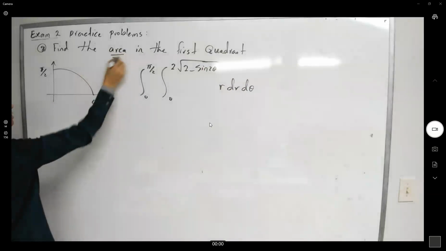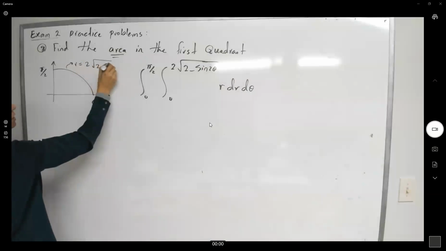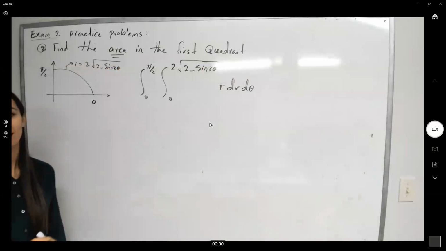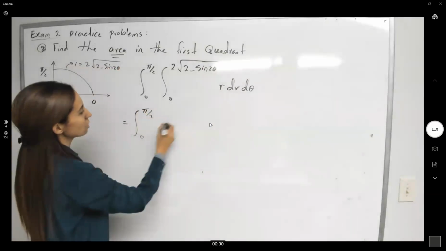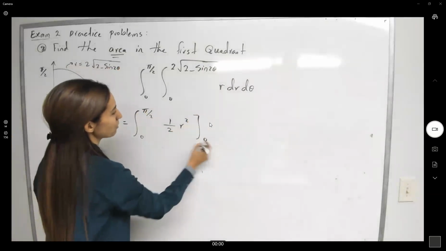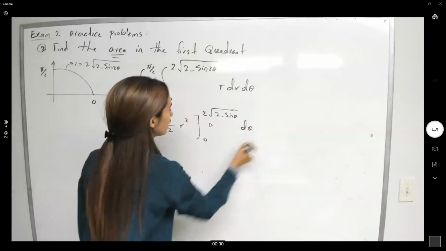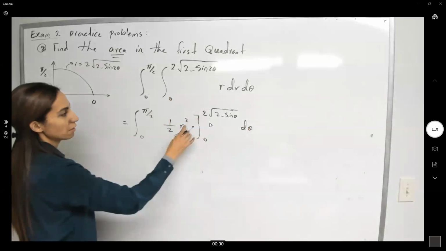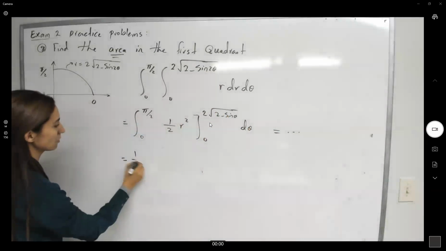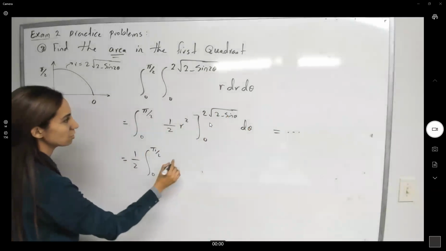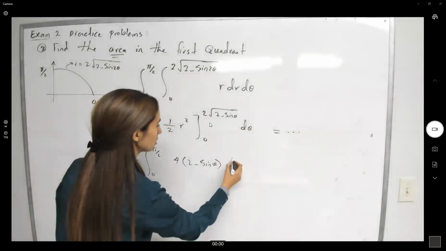So the question says, find the area, and your r is equal to 2 times square root of 2 minus sine 2 theta. Well, the rest is taking the integral from 0 to pi over 2, and here you have a half r squared. R is bounded between 0 and 2 square root of 2 minus sine theta, d theta. Then we plug in this guy here, and we start taking the integral. A half, 0 to pi over 2, and then here we have 4 times 2 minus sine theta d theta.